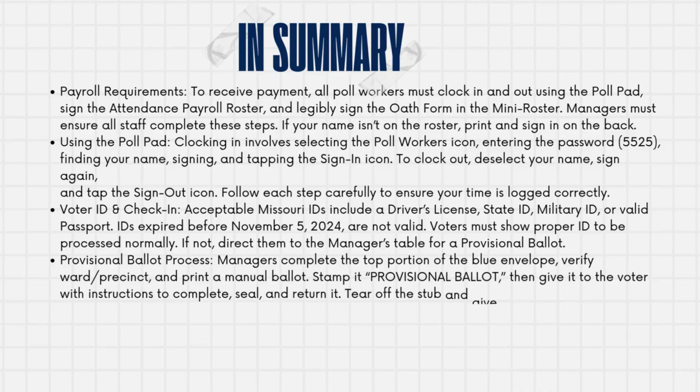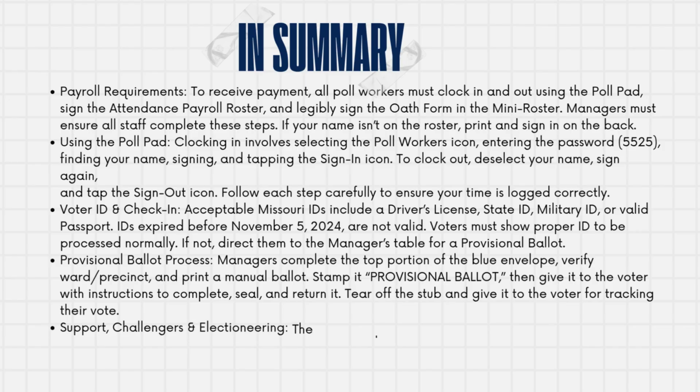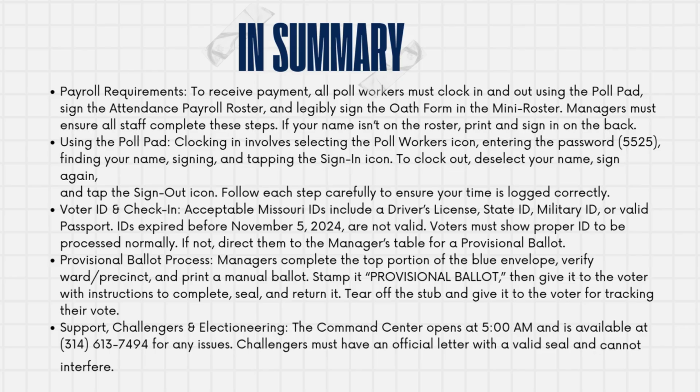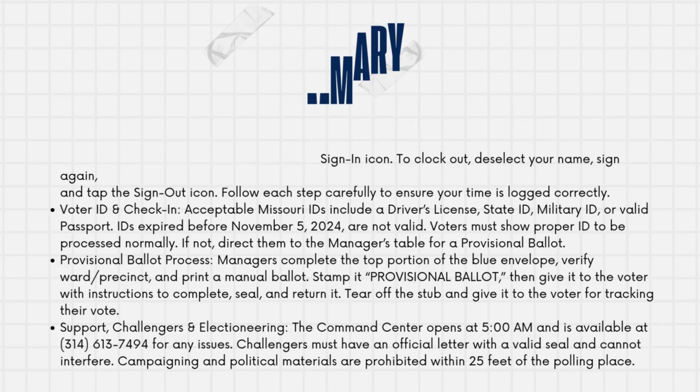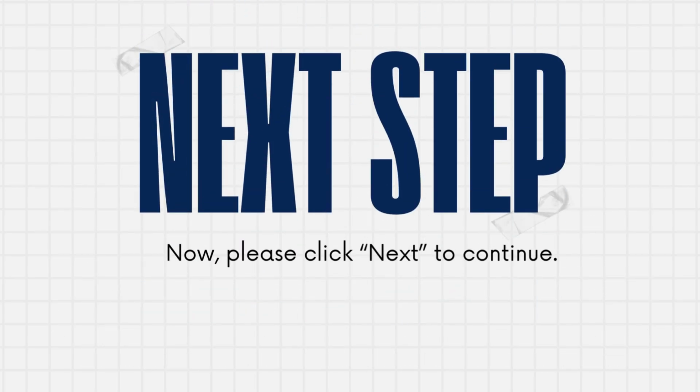Need help? Call the command center at 314-613-7494, available as early as 5 a.m. Reminders: challengers need official letters with a seal. No campaigning or political materials within 25 feet of the polling place. Now, click Next to continue.